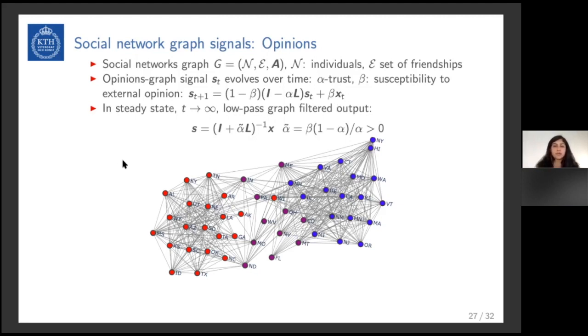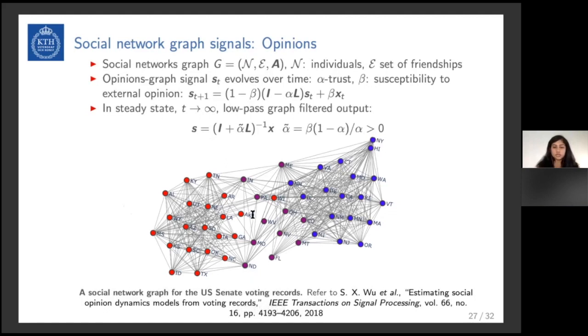The figure here is just showing a social network graph for the US Senate voting records, and the red is the Republican, blue is the Democrat, and the purple ones are sort of in between. Let's say one senator voted one way and the other otherwise. And there is a nice paper here by Xiao Xiao Wu, and this contains more details about opinion dynamics models for voting records. And it's kind of interesting to see this modeled like a graph signal.